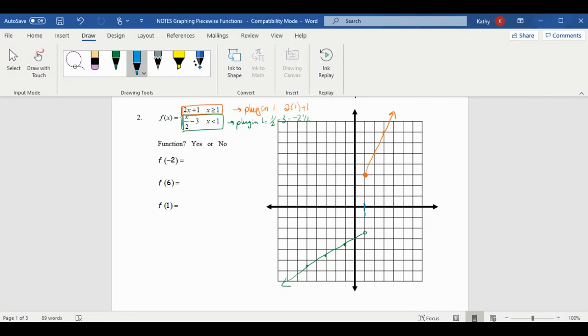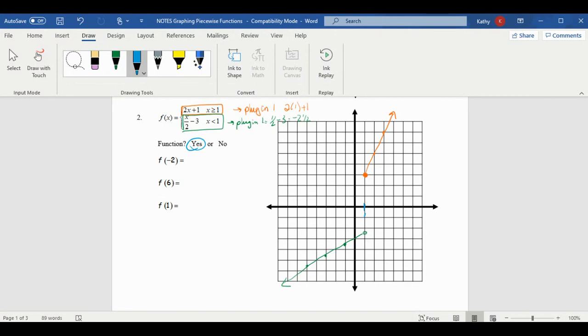So therefore, you have now two pieces to this that aren't connected. The first graph, they became connected. Second graph, they aren't connected. Is this a function? The answer to that is yes. You don't have any repeated x values. At 1, there's a closed circle and an open circle, and that's okay. They just can't both be closed.